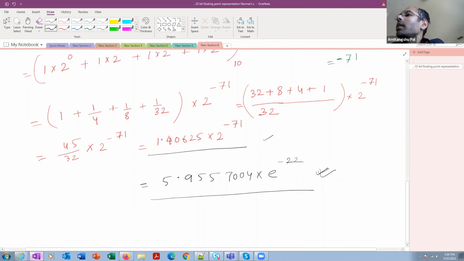Clear? Now let's try to understand a couple of questions that we have. First one is, why do we need the excess 127 representation, or why are we using the excess 127 representation? And second one is, why are we using the normalization. So let's learn the answer to these two questions. The first question is, why excess 127 representation?